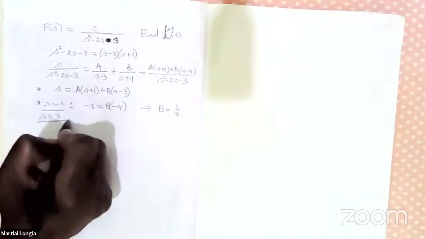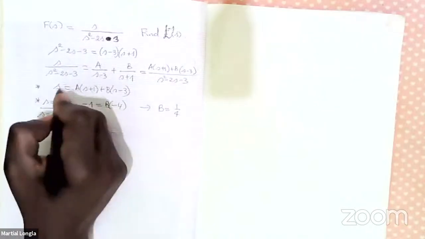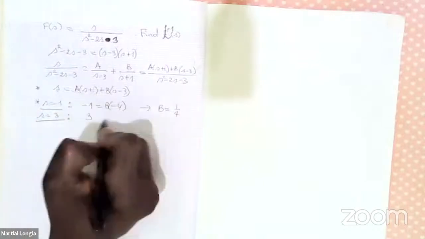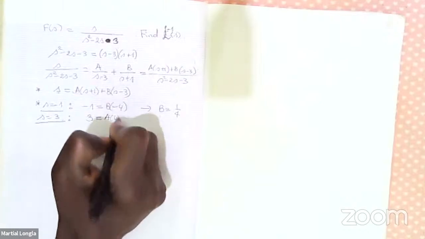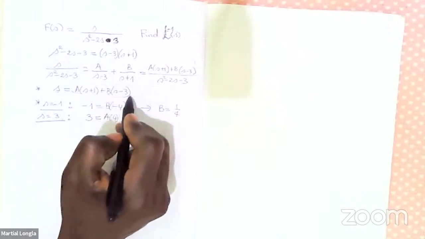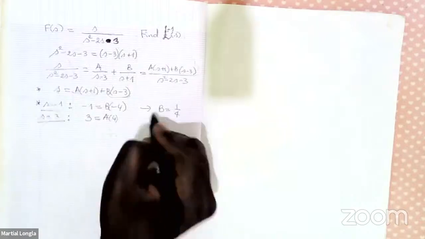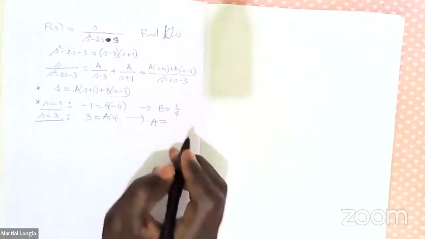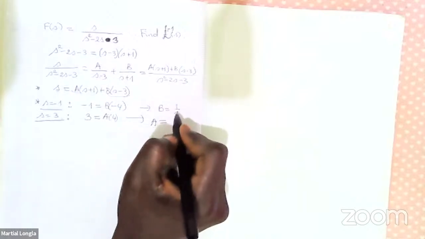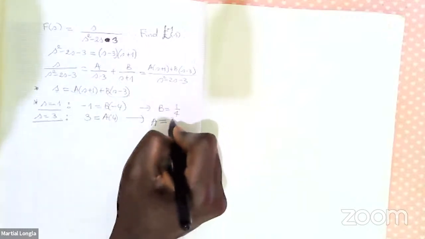And then you plug in s equals 3. So that is 3 for s equals 3 plus 1 is 4. So a times 4. And then b here, s minus 3 is 0. So right away, you get a equals 3/4. So a is 3/4 and b is 1/4.